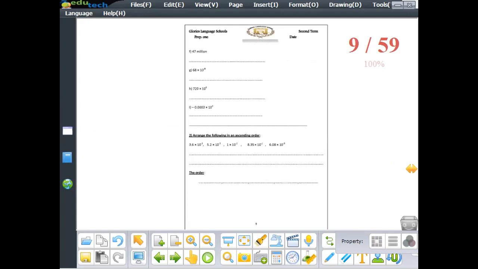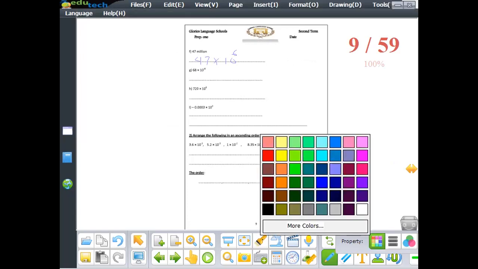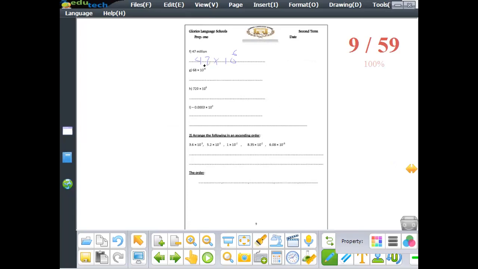How can you solve 47 million? For sure, 47 million, million is 6 zeros. So it will be 47 times 10 power 6. And the point is going to move how many digits? It must move one digit. So it will be 4.7 times 10 power 7. And this is the final answer.